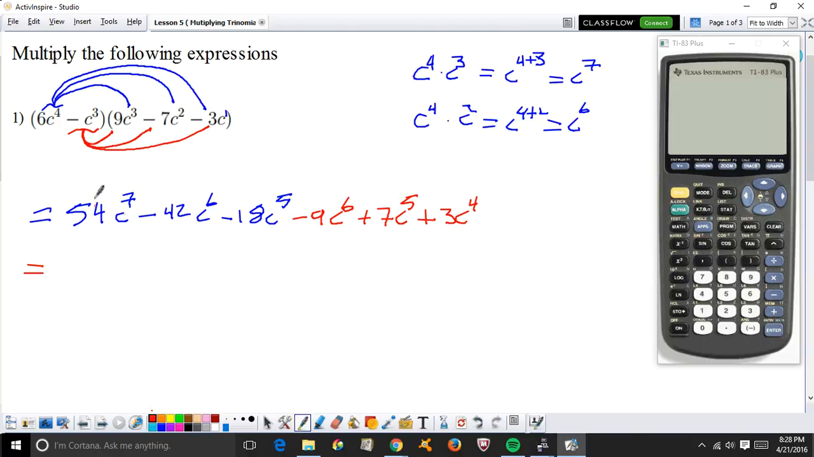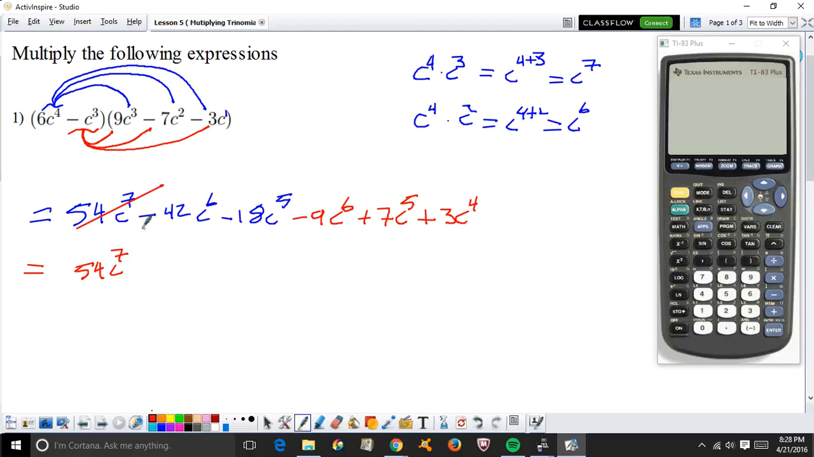So how I do it is in order. Go from highest exponent to lowest exponent. So I see the highest is c to the 7. Is there anything to combine it with? No. So 54c to the 7. Okay, I'm just going to cancel them out so I will not get confused. What's another term? c to the 6.